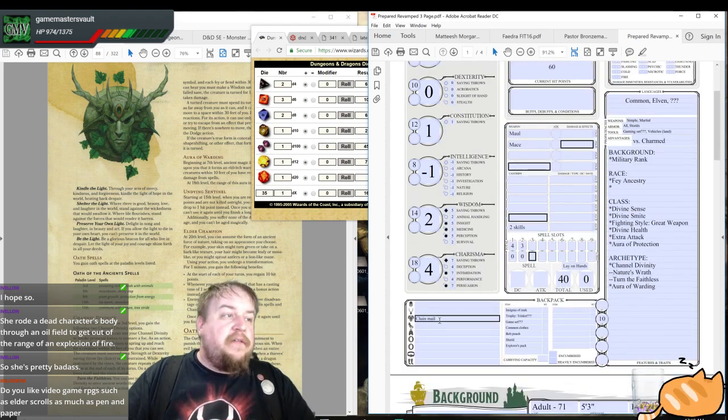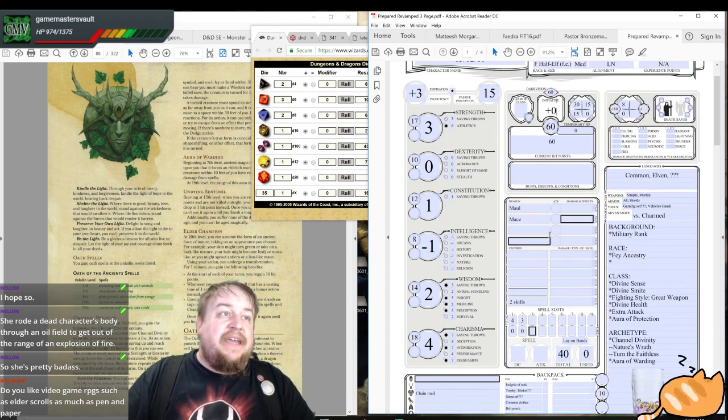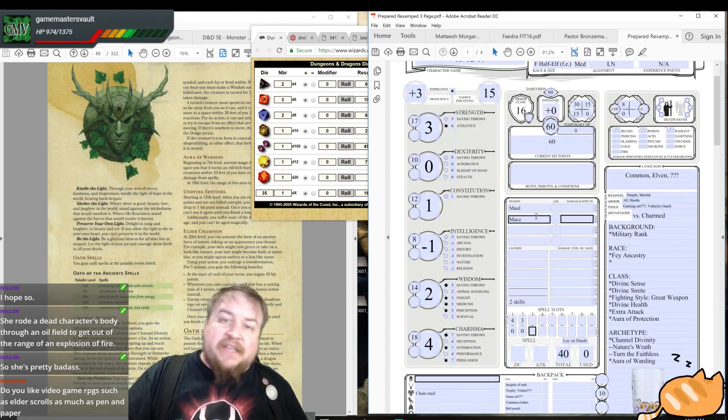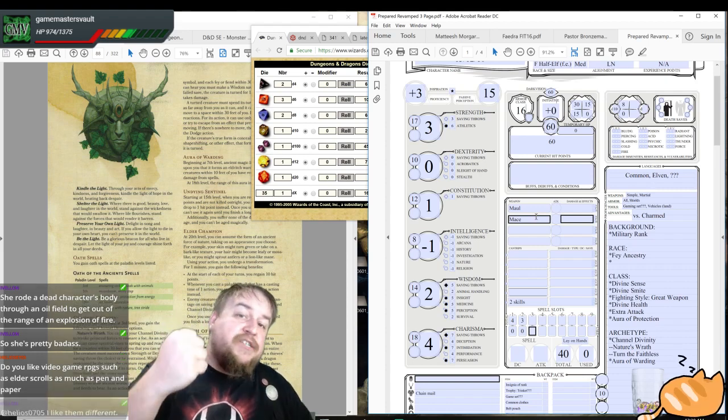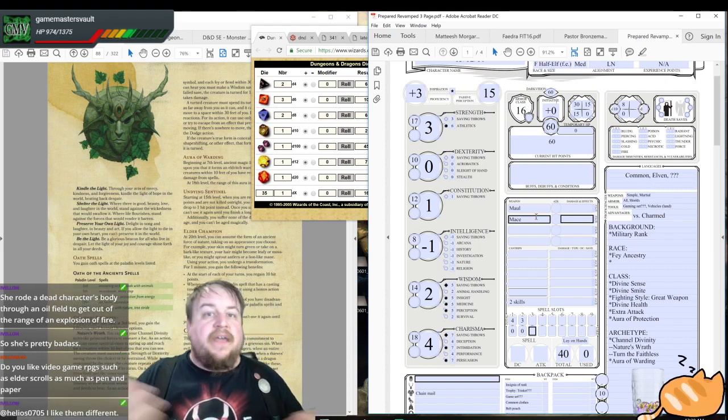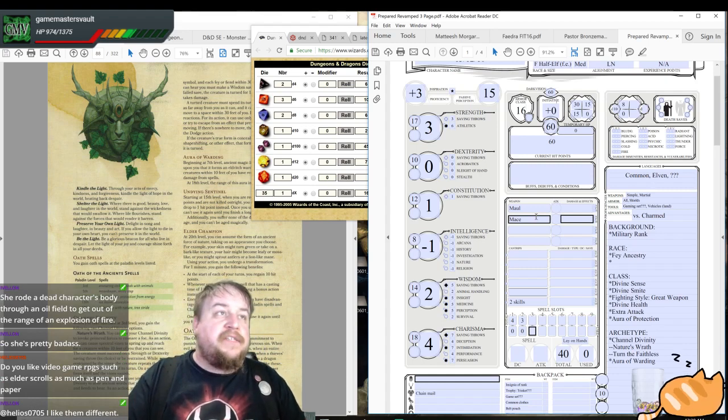Armor class, well, chainmail gives you 16, and then from there it's going to depend. Is she using her mace and a shield? Then it's going to be 18. Is she using her maul and she doesn't have her shield out? Then it's going to be 16.